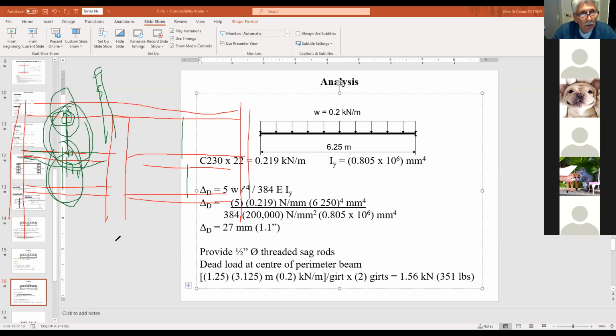I'll draw it in a section. This is an elevation, and now I'm going to draw a section. So this is the perimeter beam sitting on top, like this, and here's my channel, like this, and here's the other channel, like this. So far, so good, right? So what happens is they put the rod here, like this.